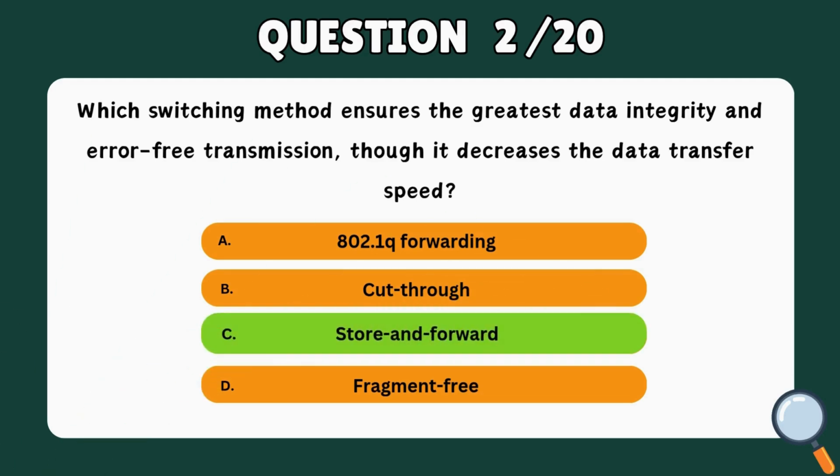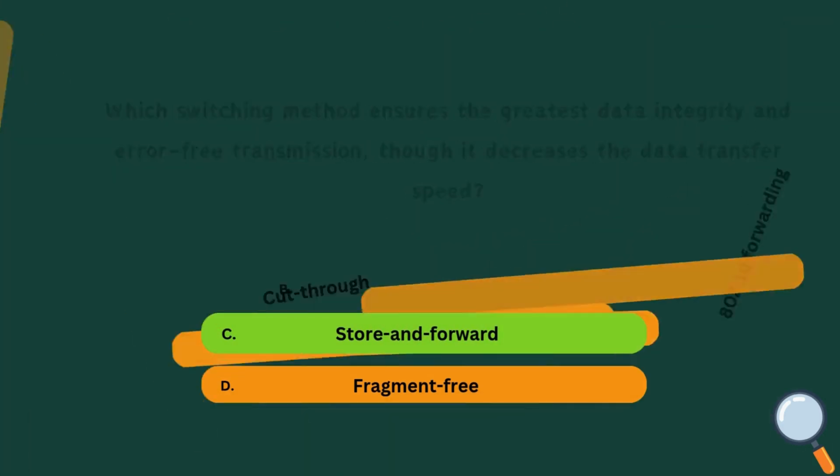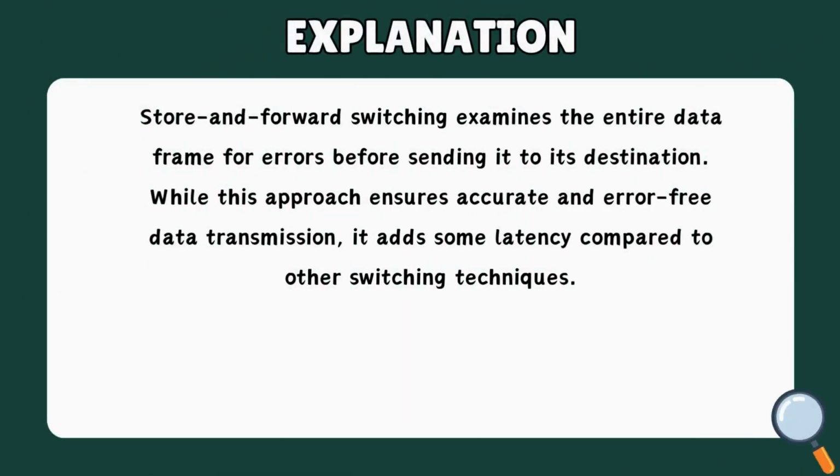Correct answer: C. Store and forward. Store and forward switching examines the entire data frame for errors before sending it to its destination. While this approach ensures accurate and error-free data transmission, it adds some latency compared to other switching techniques.